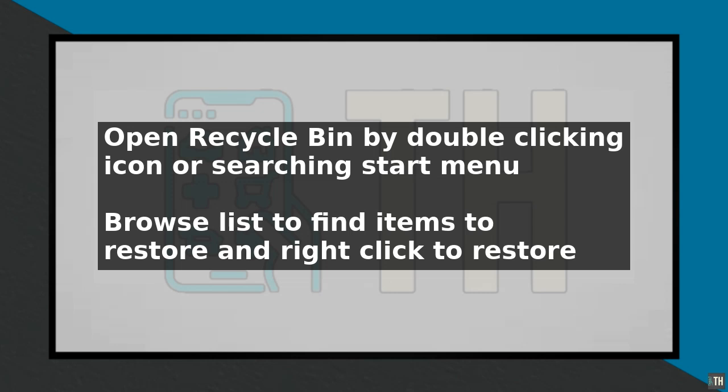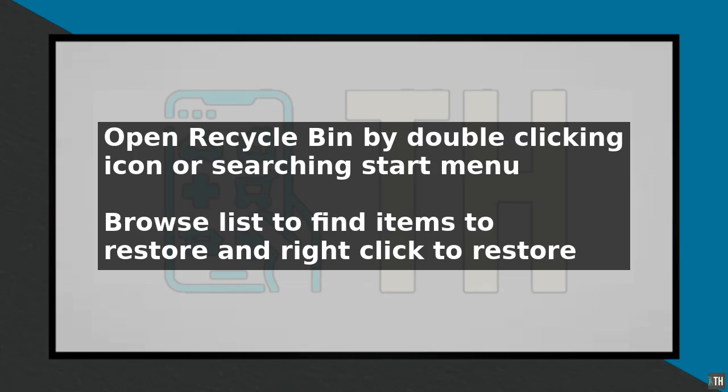If you want to restore multiple items at once, you can select them all by holding down the Control key and clicking on each item. Then right-click on any of the selected items and select Restore. This will restore all the selected items to their original locations.